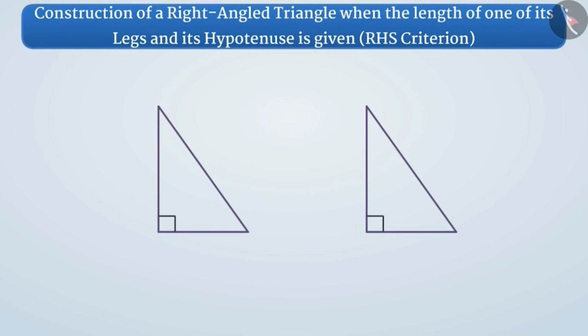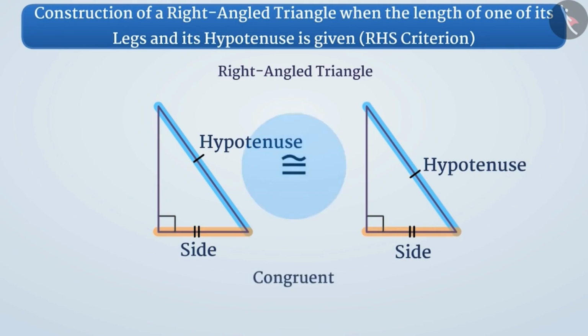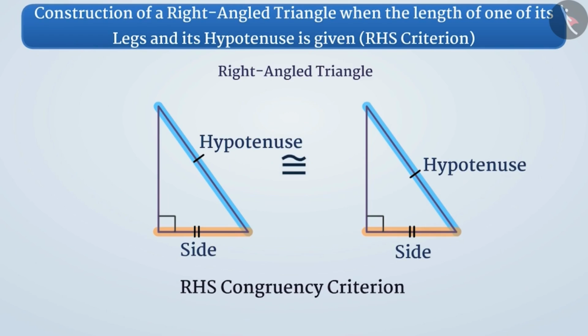You might recall that if the hypotenuse and one side of a right-angled triangle are equal to the hypotenuse and one side of another triangle respectively, then both the triangles are congruent. This rule of congruency is also known as the RHS congruency criterion.